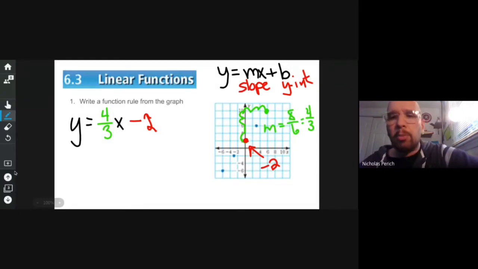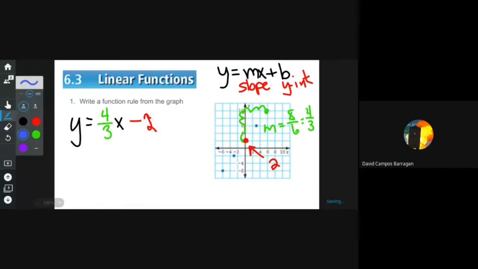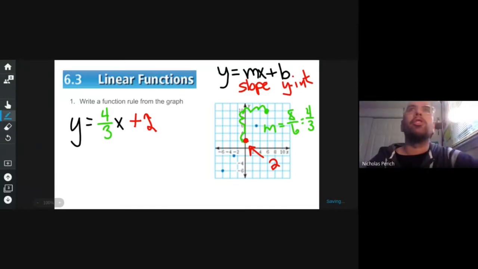Why didn't anybody correct me on the last one? That shouldn't be minus 2. What should that be? A positive 2. Yeah. Good job, my little champions.